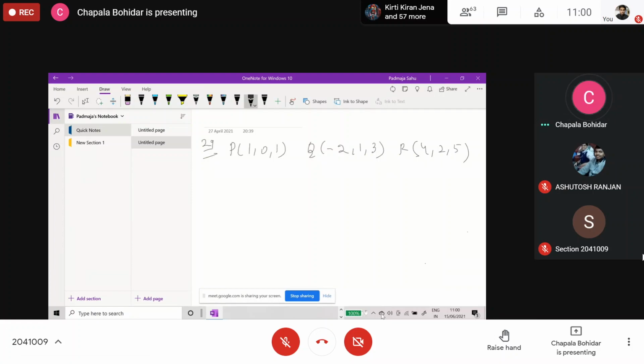Orthogonal vector. Ma'am, first we find PQ vector, then PR vector, very good. Then do the cross product. After getting the cross product, if the question asks to find the area of the triangle, take the absolute value divided by 2. That is your area of the triangle, isn't it? Yes, ma'am.